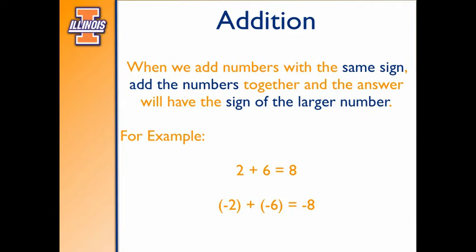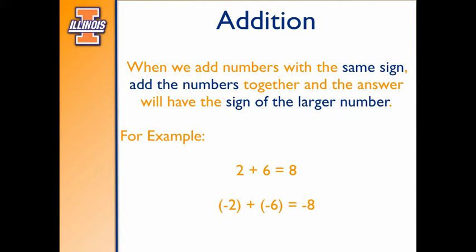When we have two numbers and they're the same sign, we take the numbers without any sign at all, we add them together, and the answer will be the sign of the larger number. For example, 2 plus 6. We add the 2 and the 6, we get 8. 6 is the larger number, so the answer is positive, so positive 8.